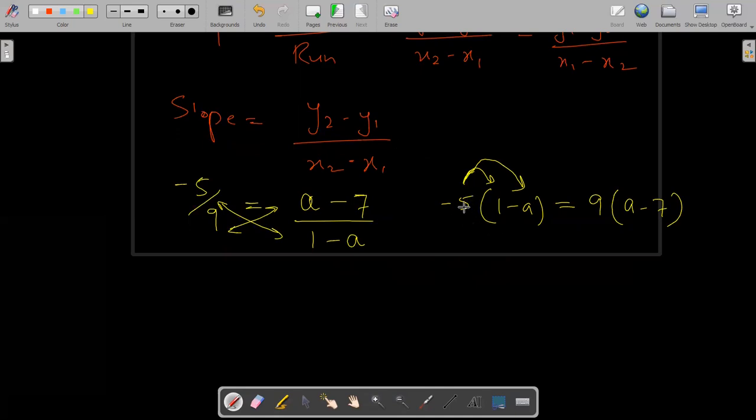So negative 5 times 1 minus a equals 9 times a minus 7. Is it clear when to do the cross multiplication? Are you sure? So what should I write after this? You distribute -5, and then it'll be -5 minus 9a, you can do -5 minus 9.